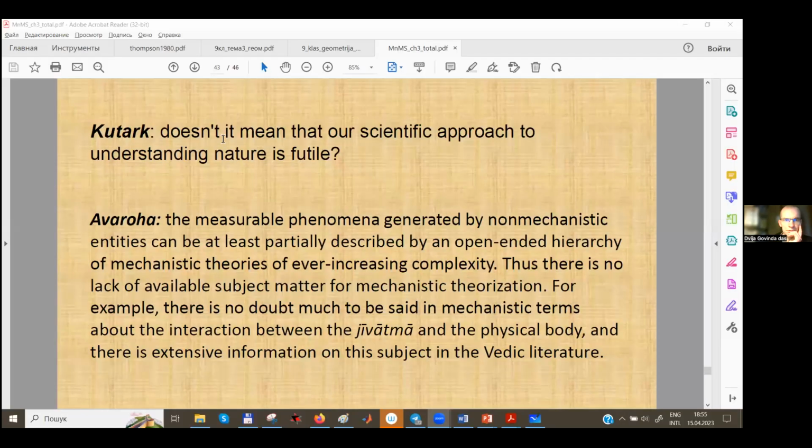I would just like to shortly add, I think it's relevant to the question which you raised, Alina, that we do not reject the empirical science, of course, as it is. This is a quote from the end of chapter 3. The general measurable phenomena generated by non-mechanistic entities can be at least partially described by an open-ended hierarchy of mechanistic theories of ever-increasing complexity. There is no lack of available subject matter for mechanistic theorization.